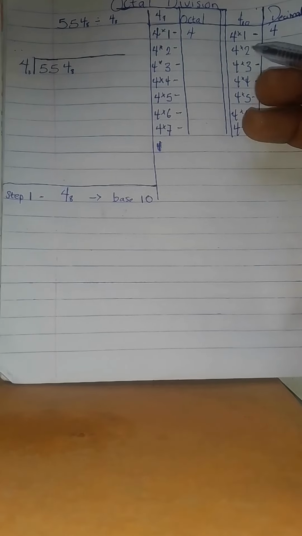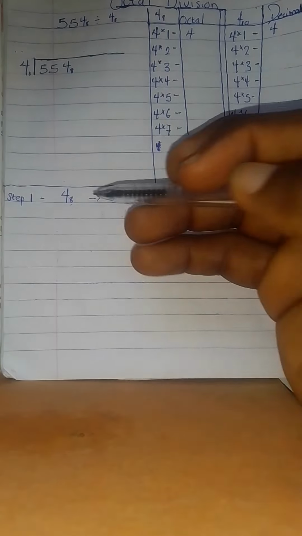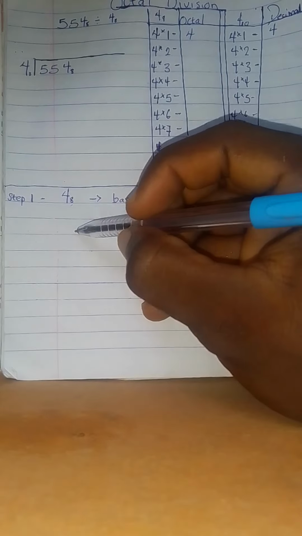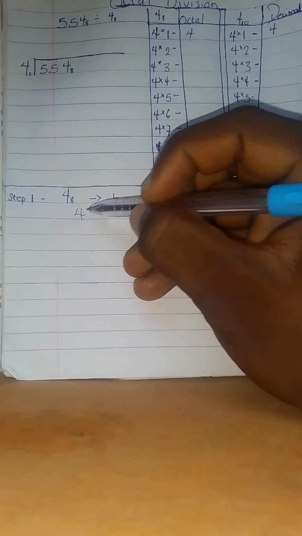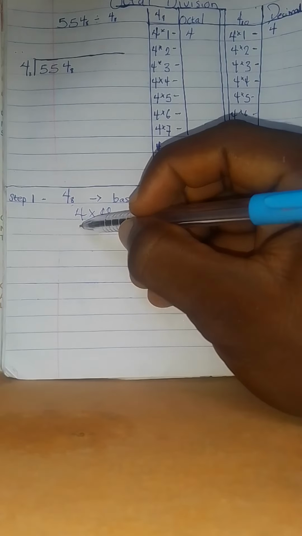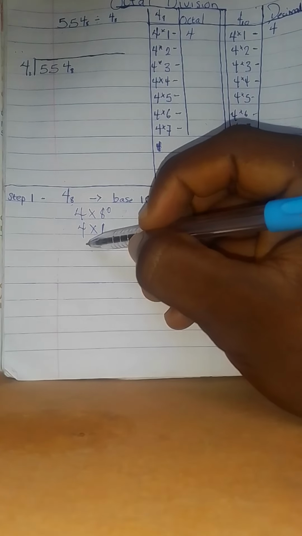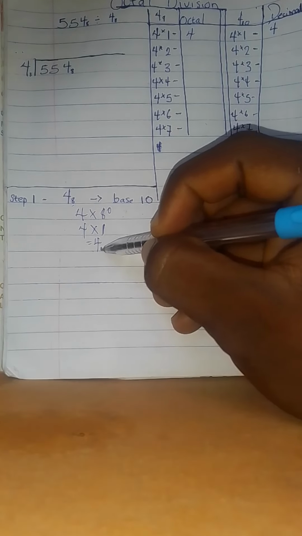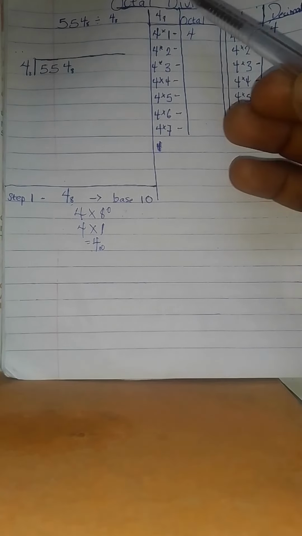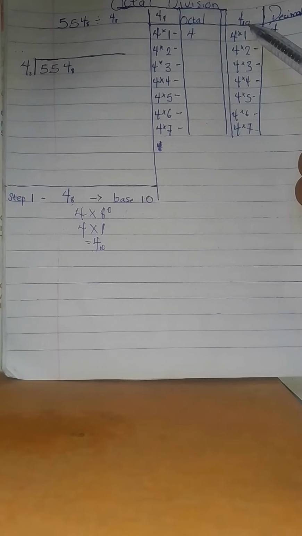Then after creating your tables, firstly you convert your 4 base 8 to base 10. How? We know how to convert base 8 to base 10. This is 4 times 8 raised to power 0. 8 raised to power 0 is 1. That equals 4. So 4 base 8 in base 10 is still 4. So you first convert the one you are dividing with to base 10.